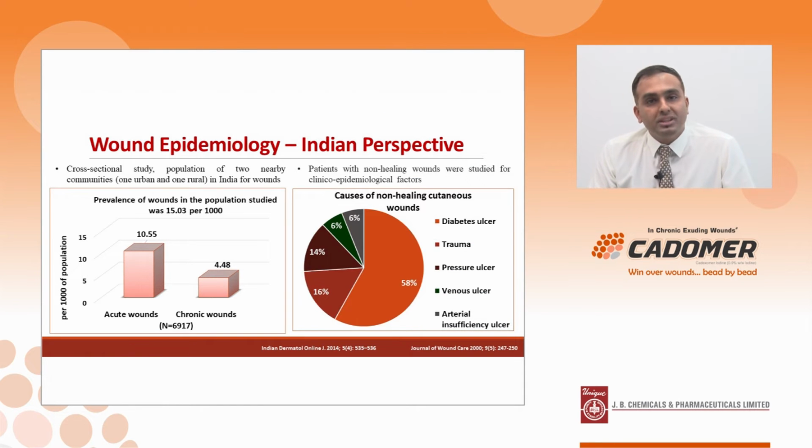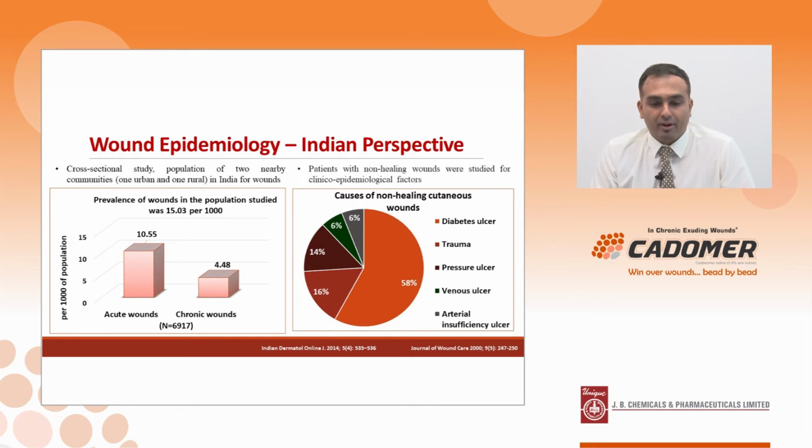Now, let's understand what the wound epidemiology is, based on the Indian study. One study was undertaken in both the urban as well as the rural population in India to understand the prevalence of wounds per 1,000 population. It was found that the prevalence of acute wounds was almost twice that of chronic wounds. You can clearly see from the figure that per 1,000 population, 10 people suffer from acute wounds, and chronic wounds are approximately half the number of acute wounds, around 5.